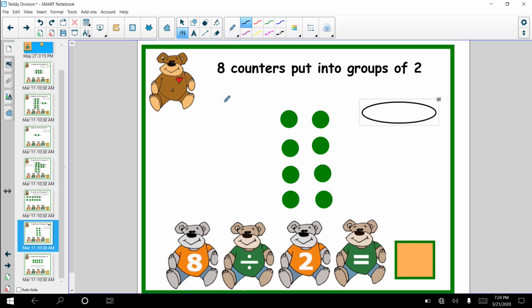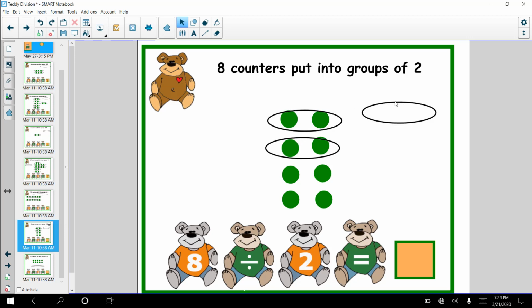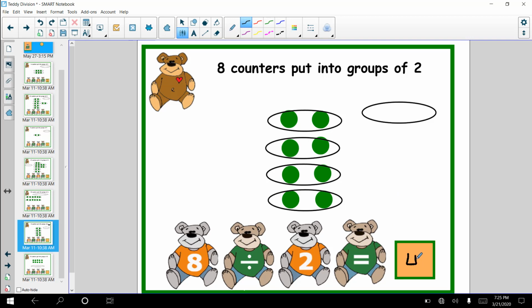Now I have 8 counters, 8 balls put into groups of 2. How many groups of 2 do I have? I have 1, 2, excellent, 3, very good, 4. So I have 4 groups of 2. Let's write down 4. So this is 4. Very good.